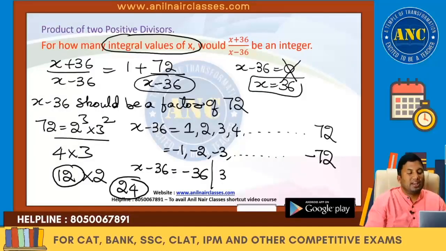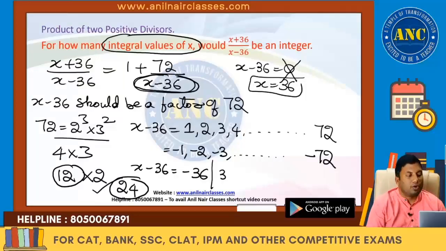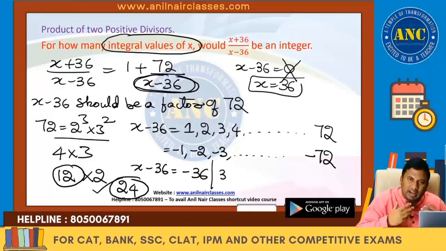I hope it is clear. If there is a value which gives you x minus 36 as 0, then 0 cannot be a factor of 72. So a total of 24 values it will take. I hope the idea and this method are clear. There are 3 important key points: be a little patient and check the factors, because x minus 36 cannot be 0. Remember that. So total 24.